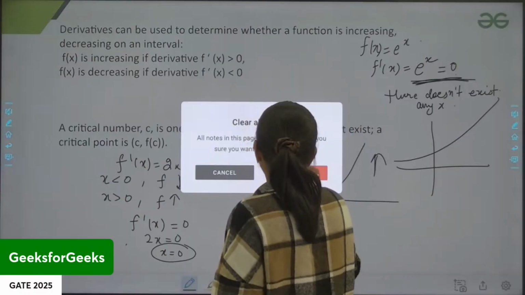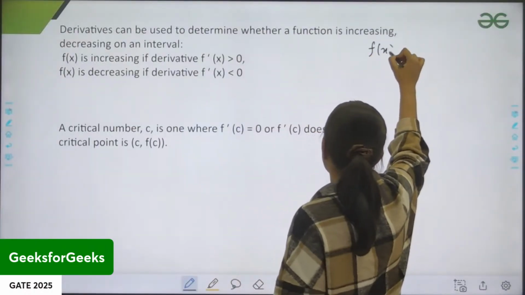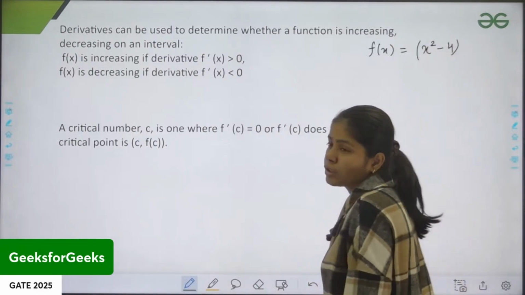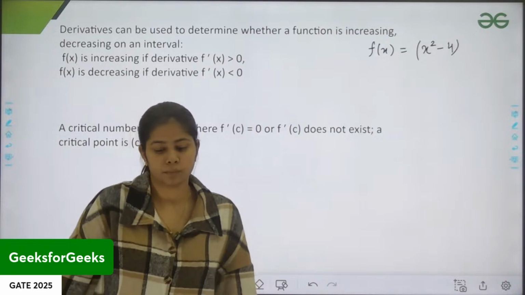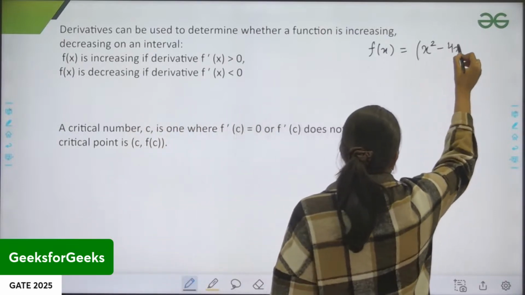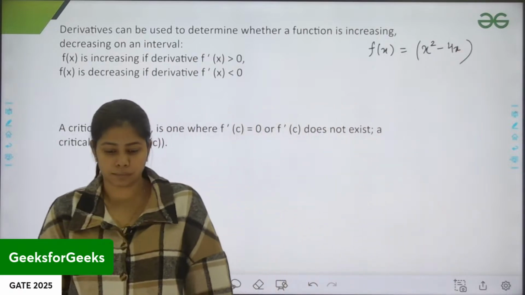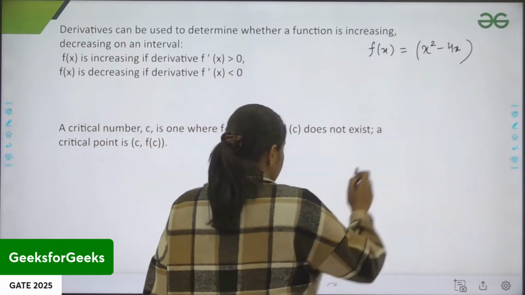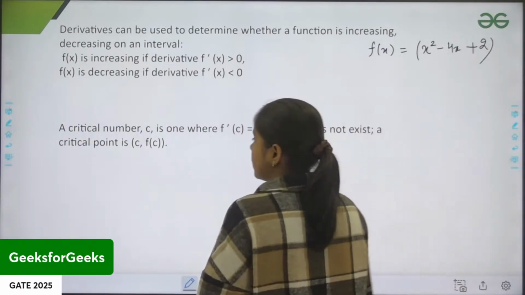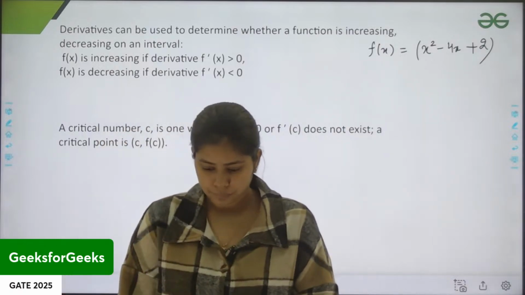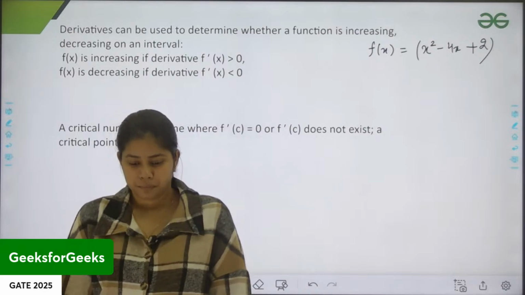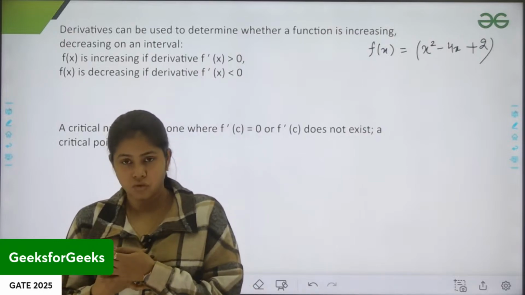Okay, guys, just let me know the critical point for this function. f(x) equals x square minus 4. Okay, not x square minus 4. Let's take x square minus 4x. Or let's take x square minus 4x plus 2. Just let me know, guys, the critical point for this function. x square minus 4x plus 1. जल्दी से बताओ.